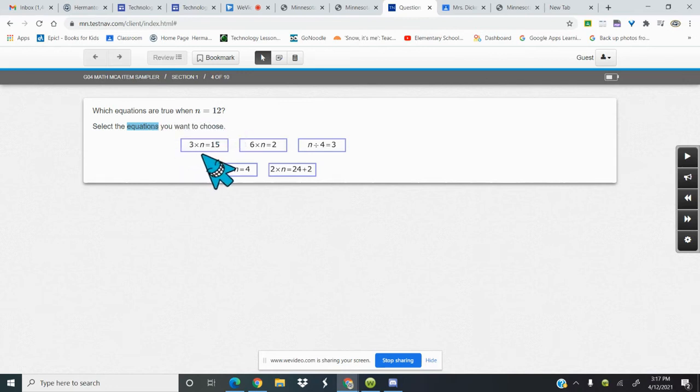All right, so I have to have n equal 12. So 3 times n equals 15. 3 times 12 equals 15. Nope, that's not correct. I do not have the X out button here. I'm not sure why they're not letting us use it here, but that would be helpful in this problem.